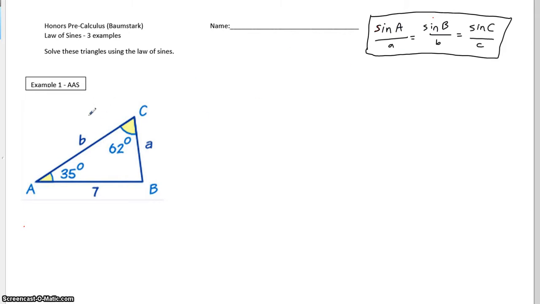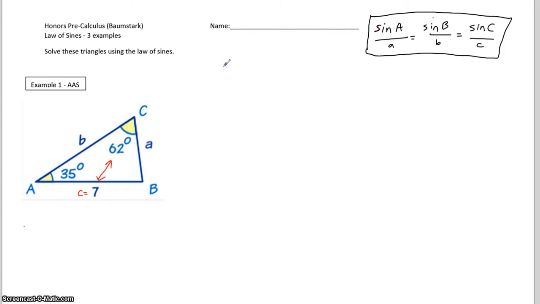So the first thing to ask ourselves is, can we even use the law of sines? In order to fix a number in one of these ratios, we need to have a side and an opposite angle. So the question is, do we have that here? Well, it looks like yes, with angle C and the opposite side here, which is side C, we do have a situation where we can do that.